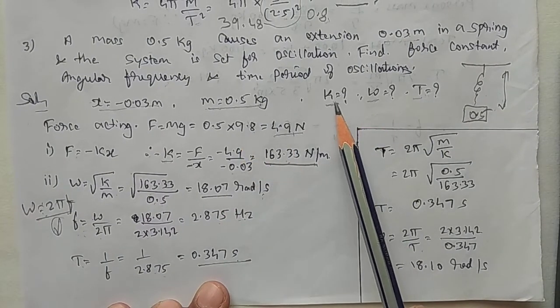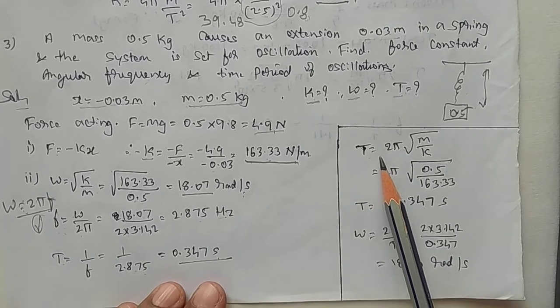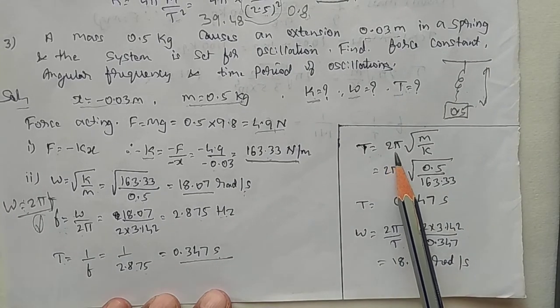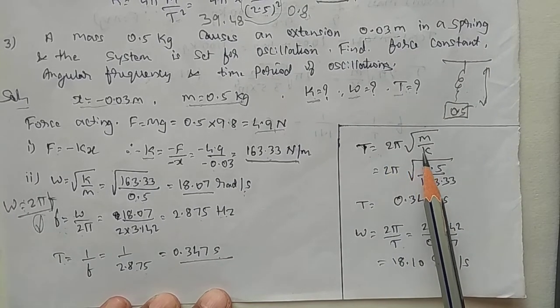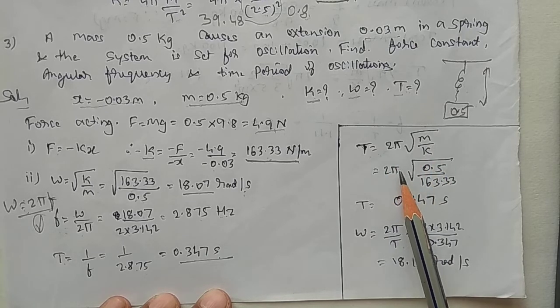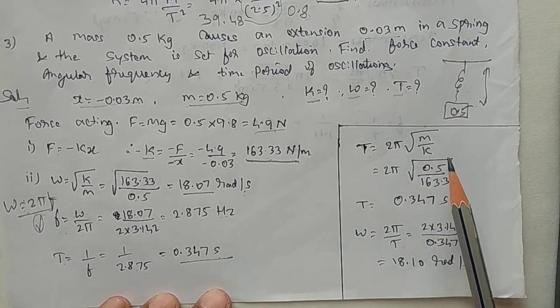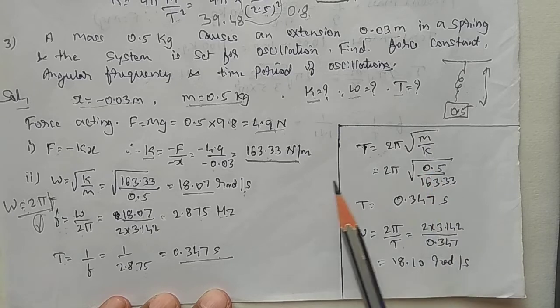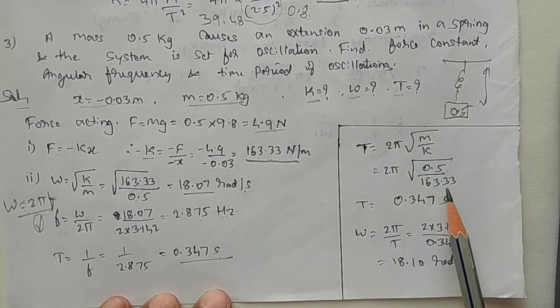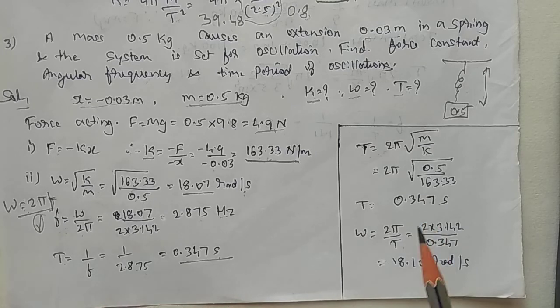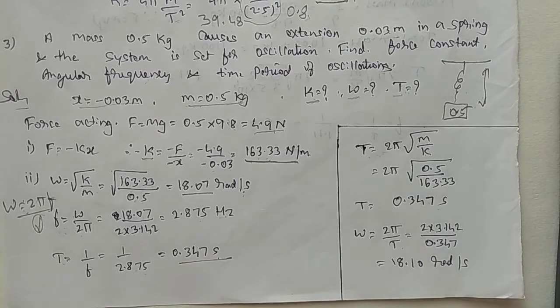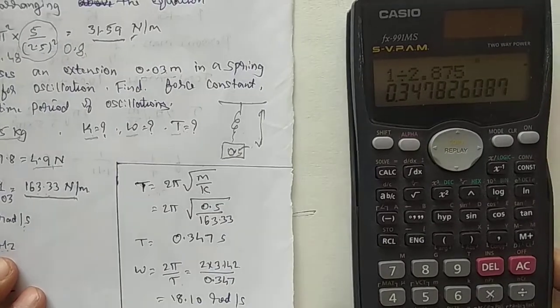Now one more method is there to calculate the T and omega. K we have already calculated. Now how to find the T? The time period T is equal to 2 pi square root of m by k. It is 2 pi square root of m, which is 0.5, and k we previously calculated as 163.33. So if you just calculate, it comes to be 0.347.